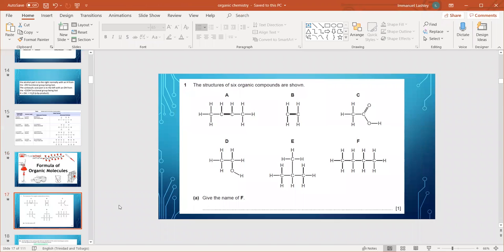All right, so with that in mind, let us take a look at a question. Right, we have a nice little question here. And the question is saying, the structure of 6 organic compounds are shown. They give you compound A, compound B, compound C, compound D, compound E, and compound F. And then they ask you to give the name of compound F. So, anybody have any ideas? What is the name of compound F?